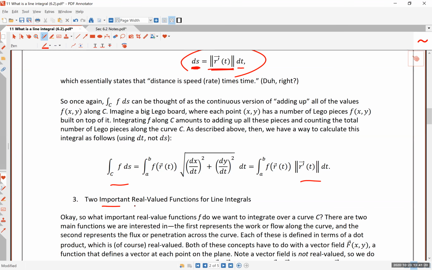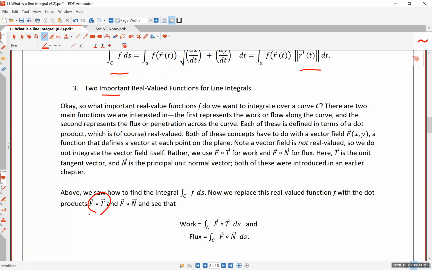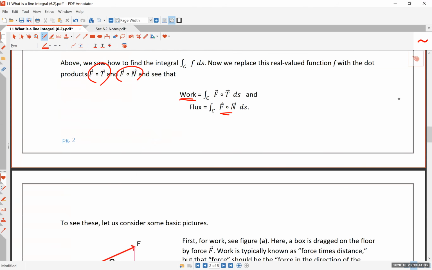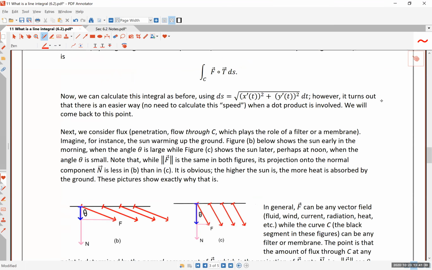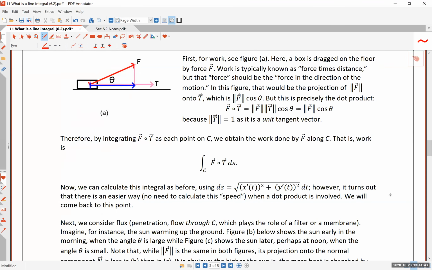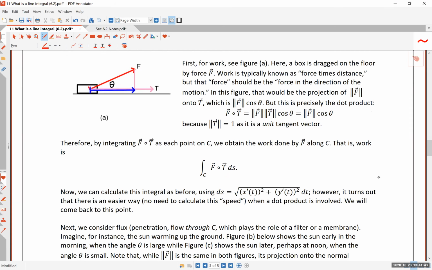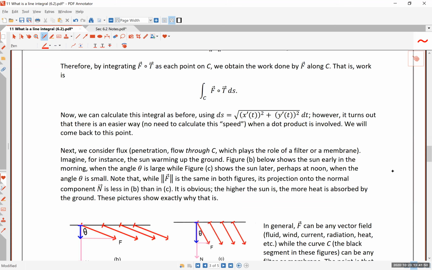And then I go into the two important real valued functions. One is F dot T, which will give you the work, the work integral, which I will be talking about in just a second. The second application is F dot N, which is our flux. Then I will explain what all of these things mean so that you can find all the details which you may or may not need. I will have maybe a guide, maybe an optional video on this later.